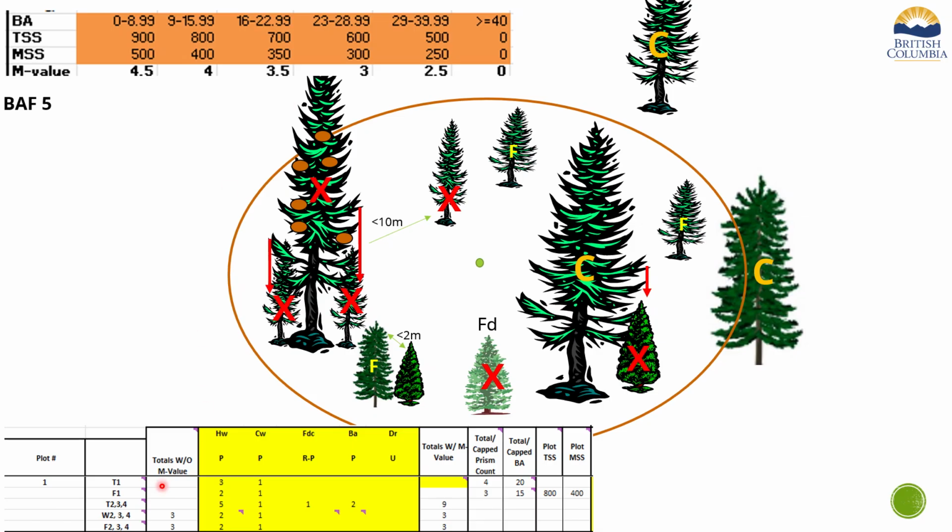So we can tally in total 2 hemlock and 1 cedar as crop. So that's 3 trees. 3 times 5, 15. Our crop basal area is 15. 15 puts us in this basal area grouping, 9 to 15.99. That then sets our plot's TSS and MSS to 800 and 400, and that will auto-populate right here.